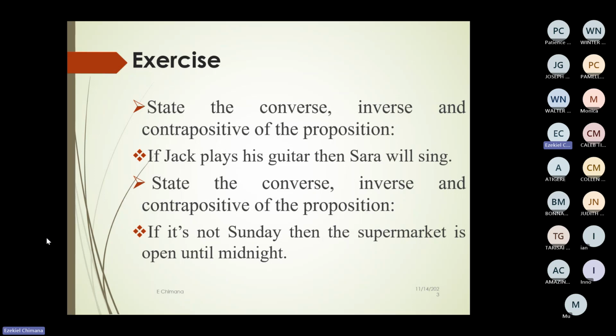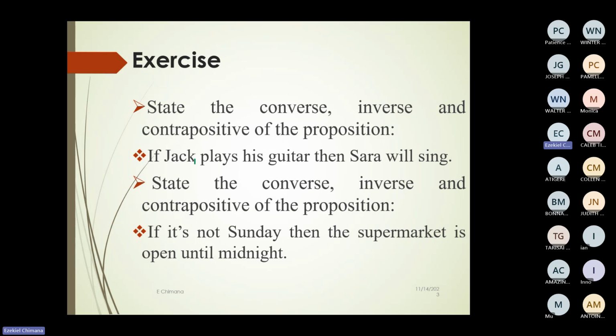What's the converse of P implies Q? You are saying P implies Q. What's the converse of that one? Okay, Monica, you can come in. You can say something there if you want. The converse of P implies Q is Q implies P. Right, it is Q implies P. So you are just doing the vice versa there.